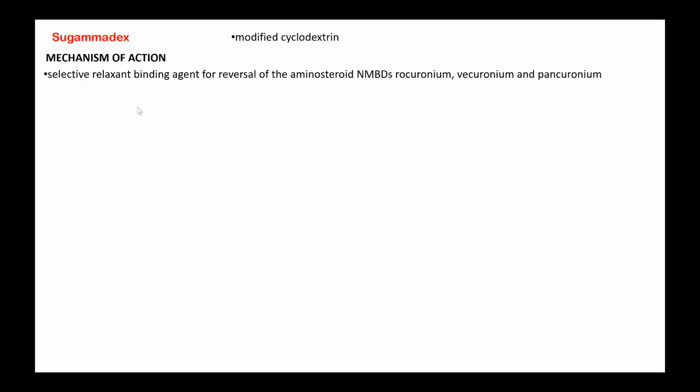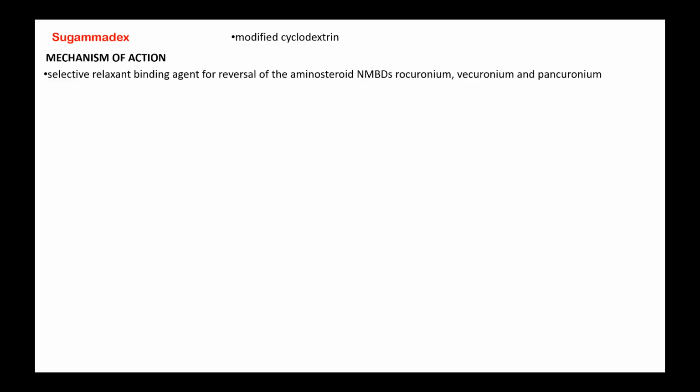or Plasma-Lyte. Now coming to Sugammadex, it's a modified cyclodextrin. Mechanism of action: selective relaxant binding agent for reversal of mainly aminosteroidal non-depolarizing neuromuscular blocking drugs like rocuronium. This is mainly prepared for rocuronium, but now used liberally for rocuronium reversal also. And the earlier drug pancuronium also can be reversed with that, but pancuronium is hardly used or never used nowadays.